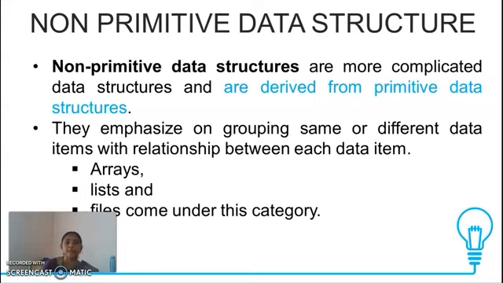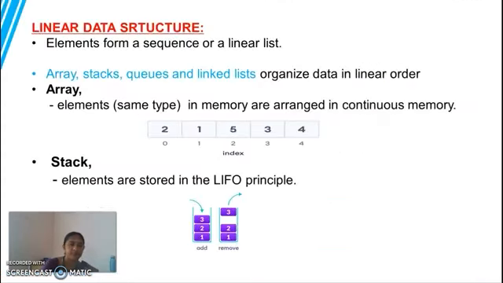The non-primitive data structure will be in a form of array, list or files. Whatever it is, it will be in a form of either this case and the linear data structure. And this linear data structure, when the elements are organized in a form of sequential manner, you will be calling this as the linear data structure. And you take an example, array, stack, queue and linked list are the linear data structure where all the elements in these are arranged in a form of sequential manner, one by one.